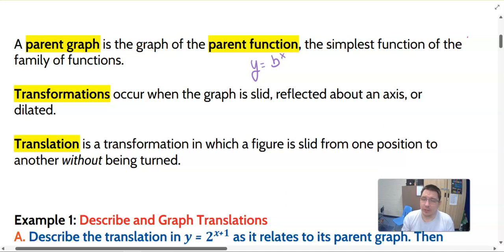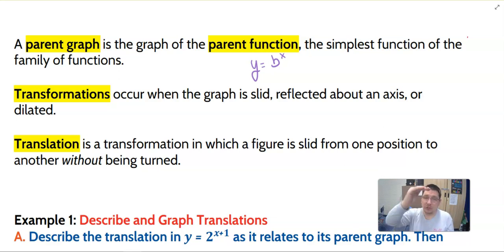The first transformation we're going to talk about is translation. A translation is a transformation in which a figure is slid from one position to another without being turned. We can slide horizontally, or we can do a translation vertically. And we're going to look at both of those in these first two examples. So let's look at those.